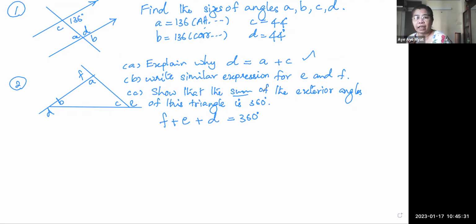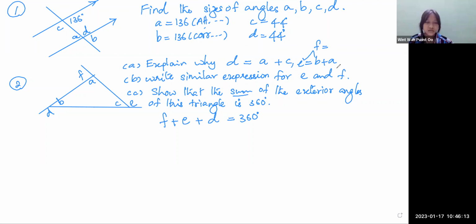Similarly, E is equal to B plus A, and F is equal to B plus C.